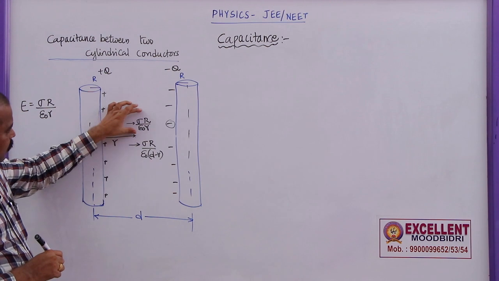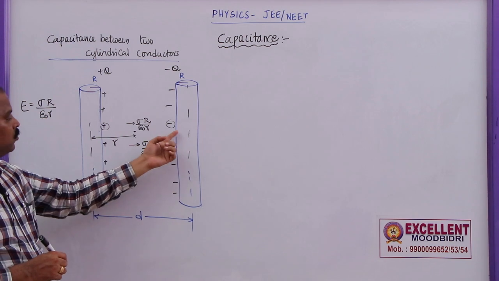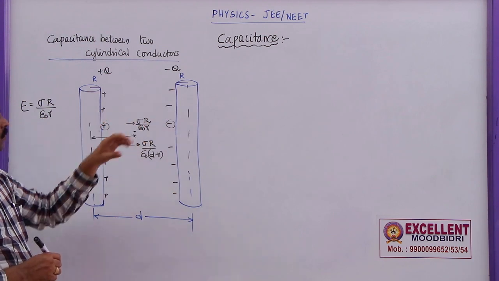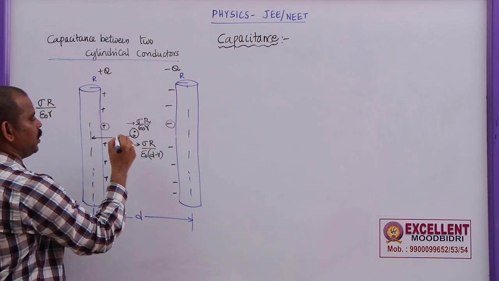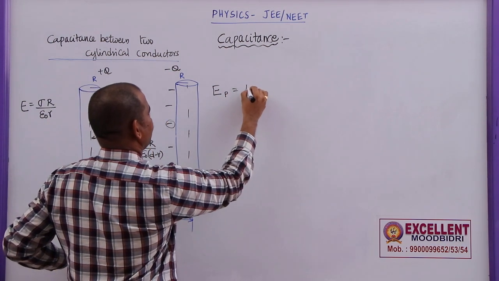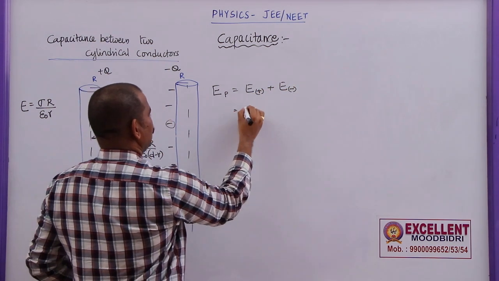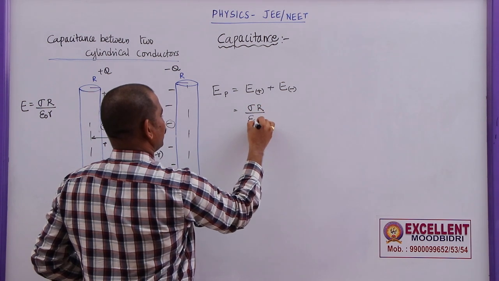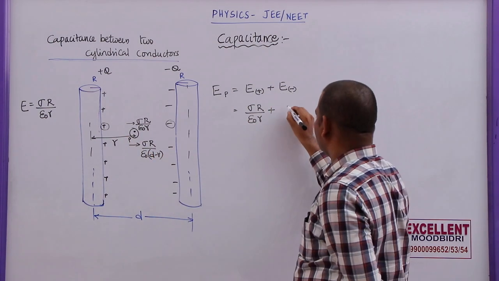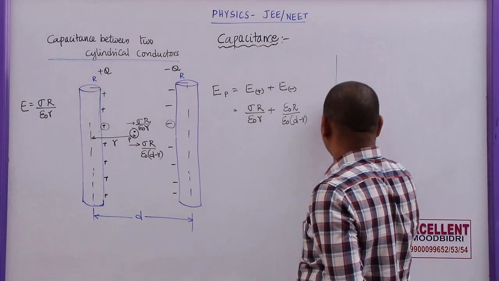Here, the electric field due to this positive charge at this point is radially outwards, and due to this one radially inwards towards that one. So, both are of different magnitudes, but acting in the same direction. So, what is the net electric field at this point? Let me take this point as P. So, E at point P is given by E due to the positive charged cylinder plus E due to the negative charged cylinder, which is sigma R by epsilon naught r, and the second one sigma R by epsilon naught times d minus r.